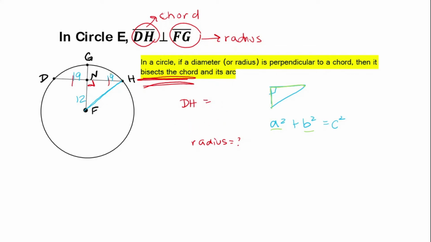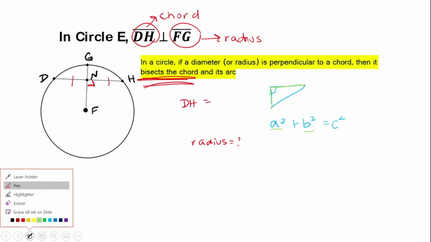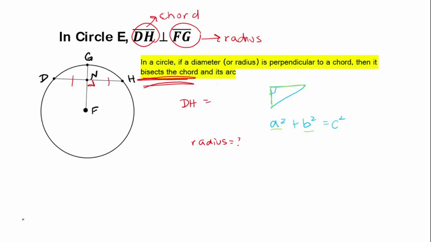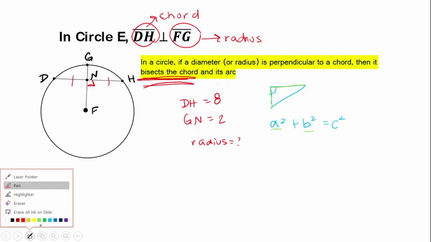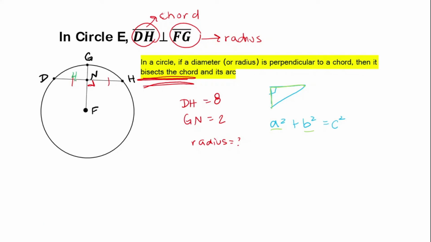All right, so let's say DH equals 8 and GN equals 2, and let's find the radius again. All right, I'm going to label my picture. And remember that tip I said way earlier, anytime it gives you the chord, you don't need that whole chord. Divide that joker by 2. So 8 divided by 2 is 4. So I'm going to label each of those little sections as 4. I'm also going to label GN with a 2.